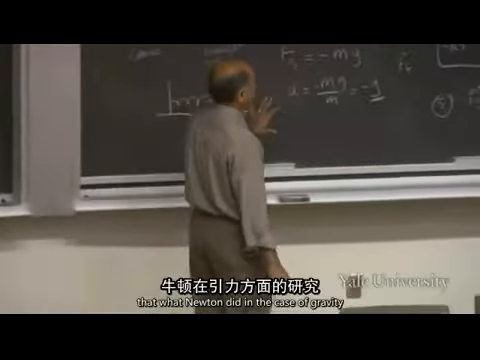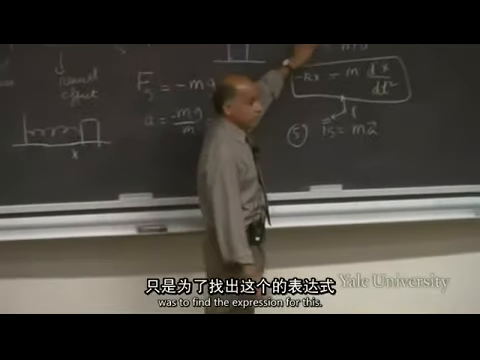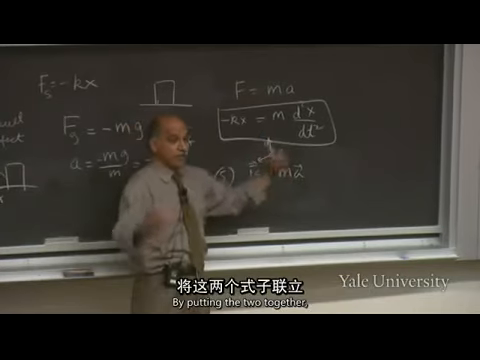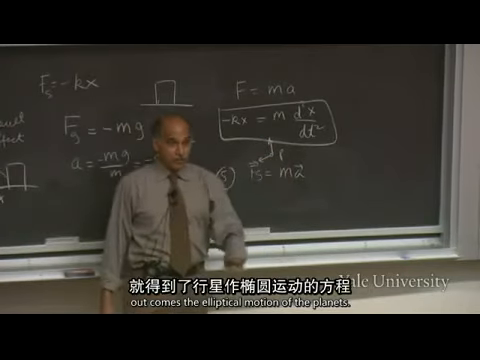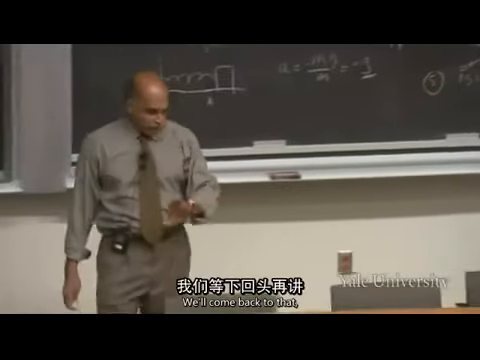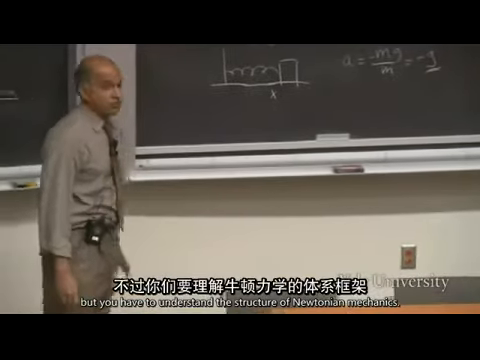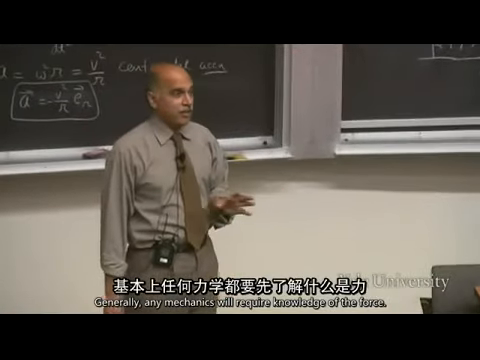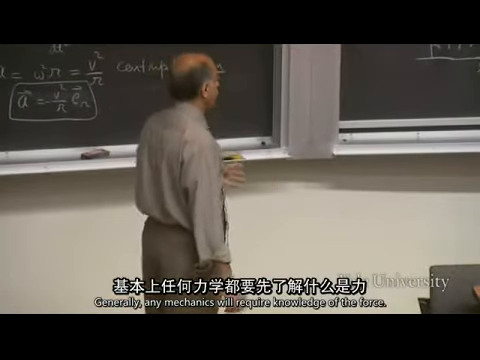that what Newton did in the case of gravity was to find the expression for this. And a few months or a few years earlier, he had also gotten this law. By putting the two together, out comes the elliptical motion of the planets. Okay, so we'll come back to that, but you have to understand the structure of Newtonian mechanics. Or generally, any mechanics will require knowledge of the force.